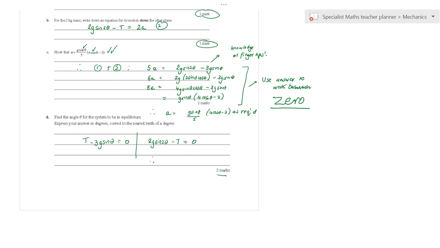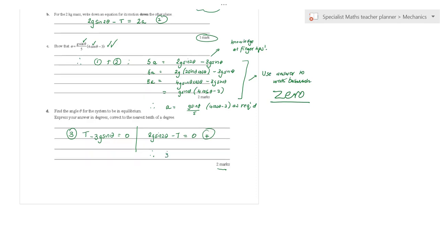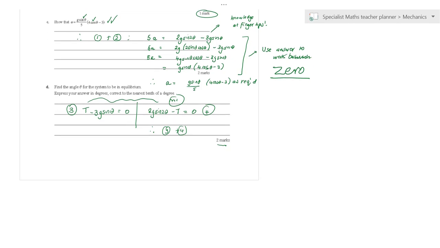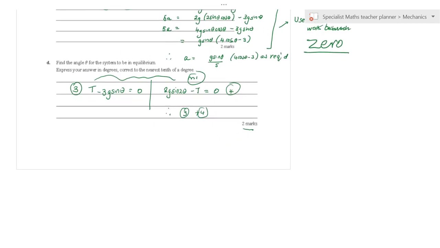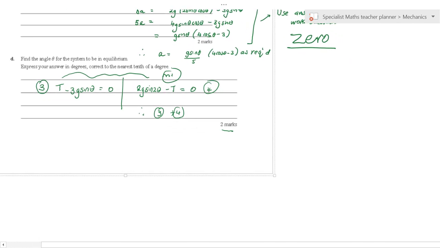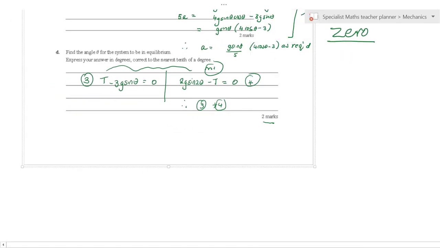Therefore, we can add them together. I'm going to call this equation 3, and this equation 4. I'm going to add equation 3 plus equation 4. Now, there's a method mark. You can go straight to the answer, but I'm doing it without a calculator, which quite frankly is a little bit silly.